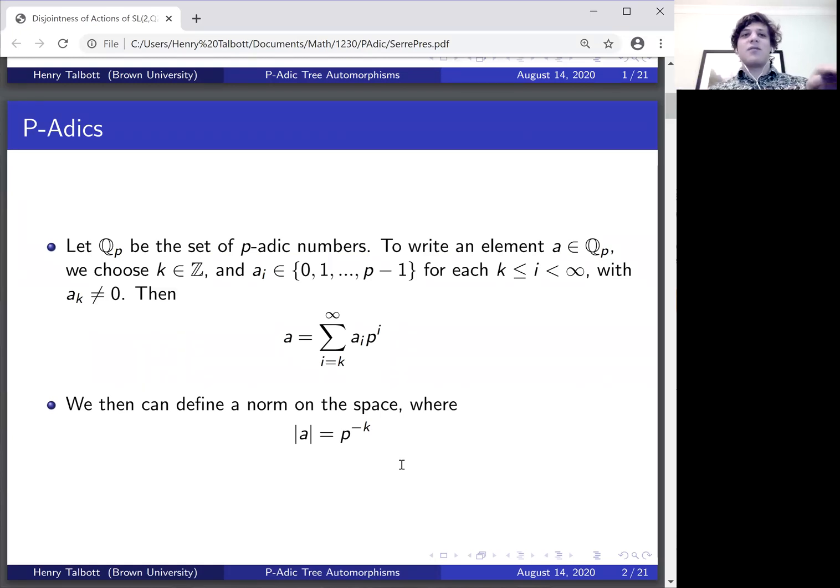So we write them as the sum from i equals k to infinity of a_i p^i, where each a_i is in 0, 1, up to p minus 1, and then we multiply it by p to the i. We can then define a norm where numbers with large negative powers of p are big, and numbers that only have large positive powers of p are small. Formally, we notice that k is the index of the most negative power of p. Then the norm of a would simply be p to the negative k.